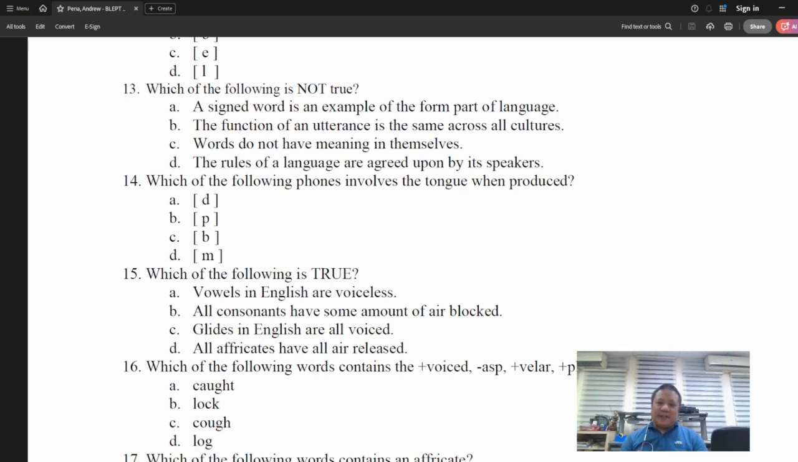A signed word is an example of the form part of language. Words do not have meaning in themselves, they only trigger meaning. The rules of a language are agreed upon by its speakers. That's why it's shared.